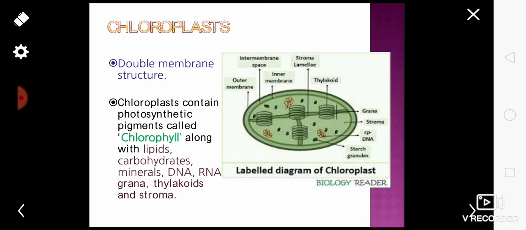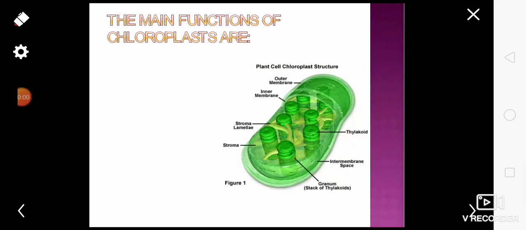See, these coin-like structures are known as thylakoids, and these thylakoids are placed one above the other and form grana. Grana is the plural word and granum is the singular word. So this is the structure of chloroplast. This is also a three-dimensional view of chloroplast.